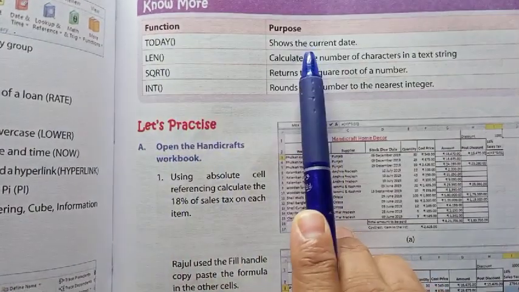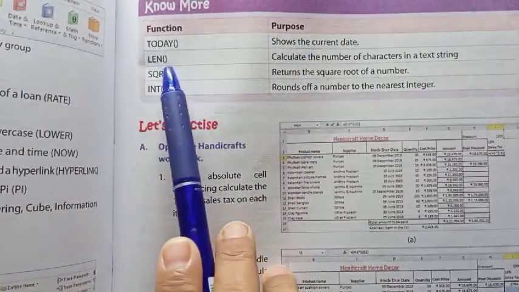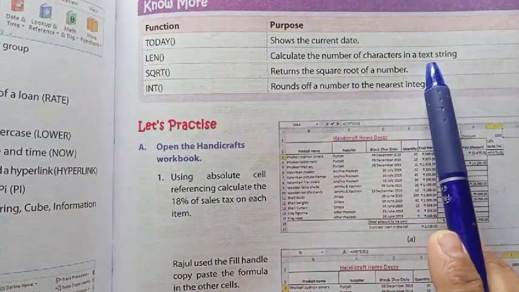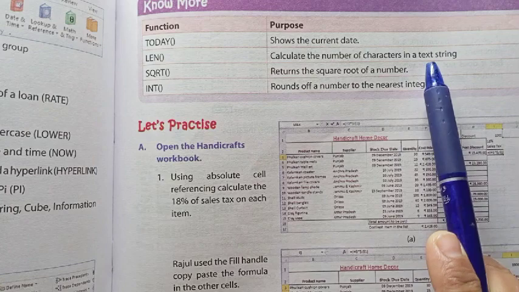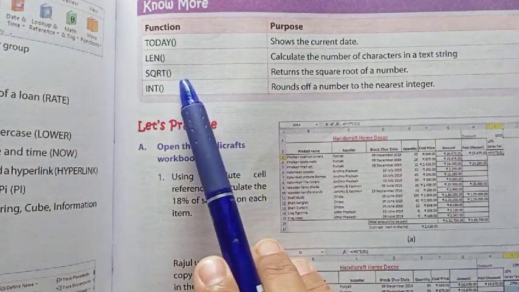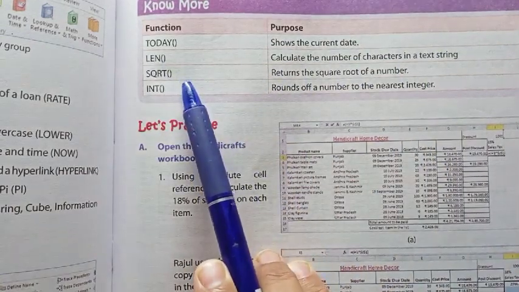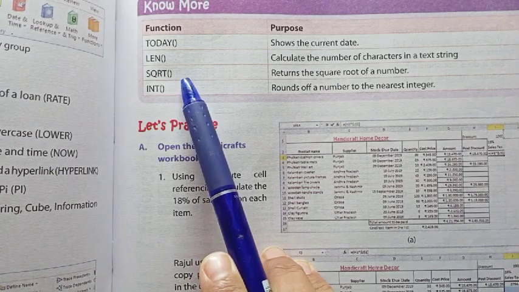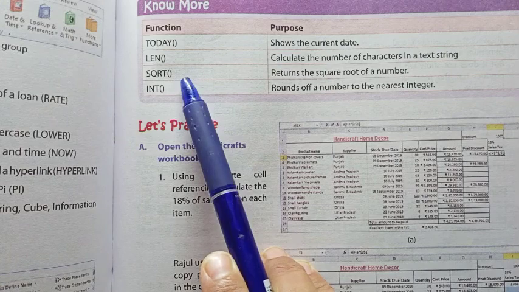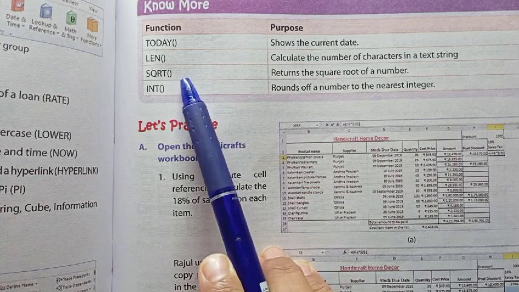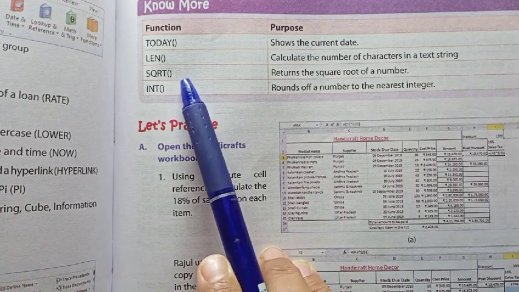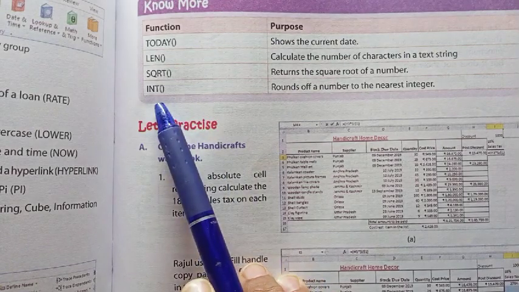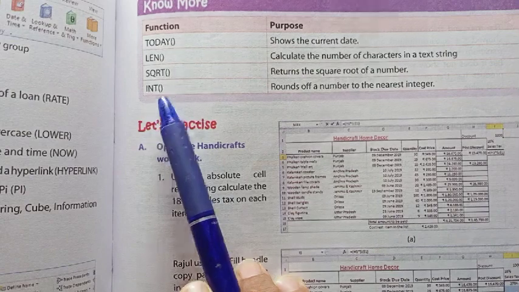This is going to show you the current date. The len function is going to calculate the number of characters in a text string. We have the sqrt function. This is going to return the square root of the number that you have given. For example, if you write sqrt and in the parenthesis you give the argument 2, you will get the answer 4. Similarly, we have the int function. This is going to round off the number to the nearest integer.